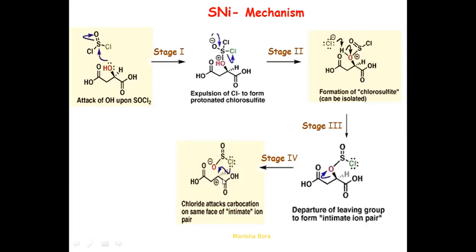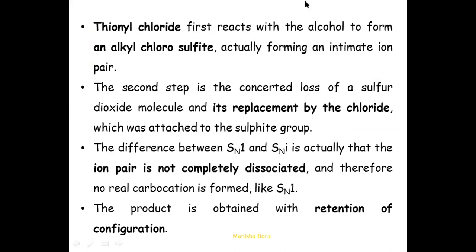But what is the difference? This Cl will attack from the same side as the leaving group. This was the side of the leaving group, the beta side, and Cl will also come from the beta side, and you will get the product where Cl is attached to your substrate from the beta side, and then sulfur dioxide gas will be evolved. So this is how this SNi type of reaction takes place. To summarize, you get an alkyl chloride whenever alcohol reacts with SOCl2.